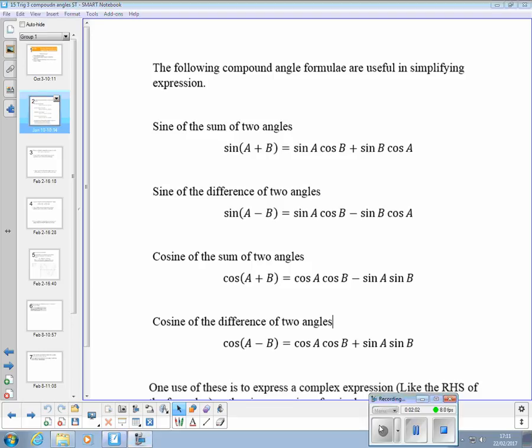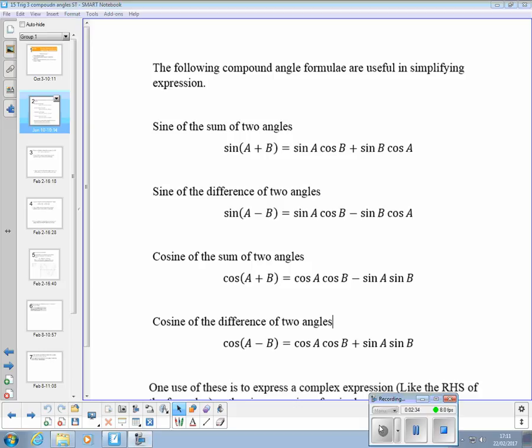With me on that. So, the first one is the sine of the sum of 2 angles. We've got any 2 angles A and B added together. The sine of those 2 angles added together is equal to sine A cos B plus sine B cos A. First formula. The sine of the difference of 2 angles, the sine of A minus B, is sine A cos B minus sine B cos A.